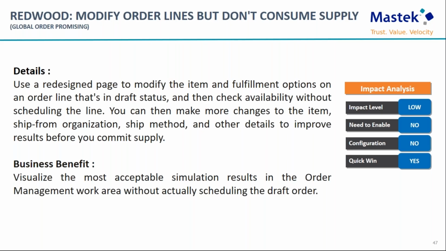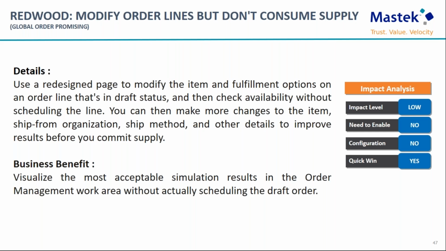The next feature is modify order lines but don't consume supply, which is also a Redwood feature in the global order promising. Using this feature, we get a redesigned page to modify the item and fulfillment options on an order line that's in draft status and then check availability without scheduling the line. We can then make more changes to the item as required, ship from organization, shipping methods, and other details to improve results before you commit supply.